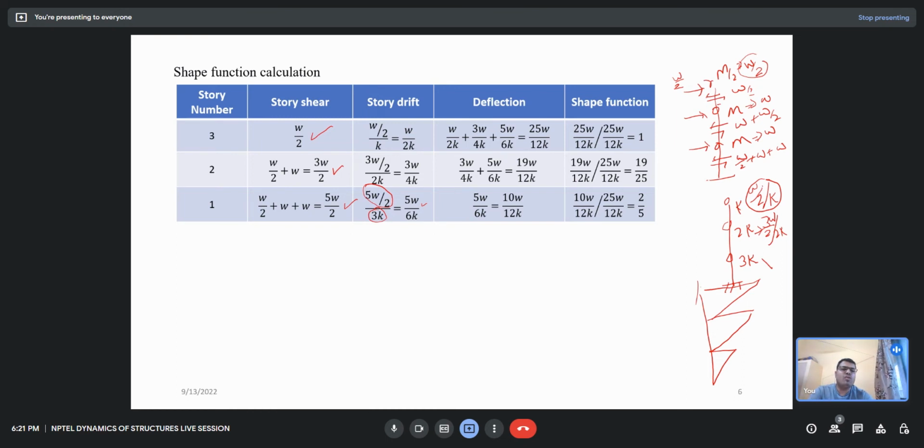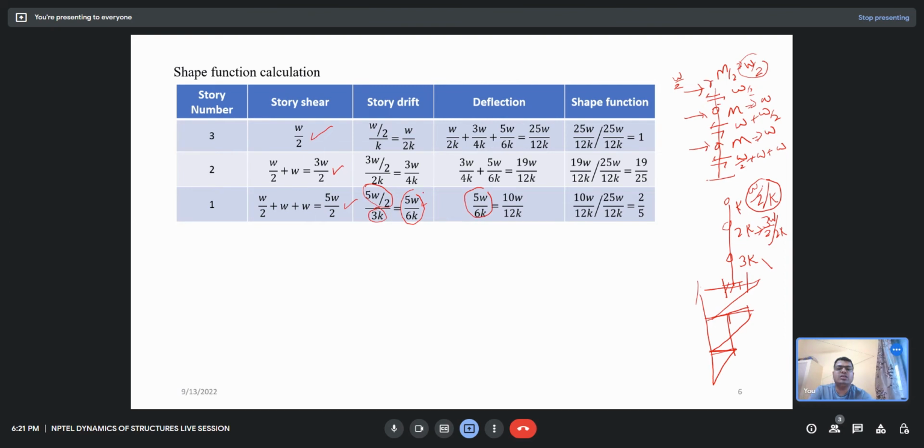Now we have to calculate the overall deflection, like the deflection of the first story is the same. Now the deflection of this story, that deflection also add in this. Okay, and in the third story, the total deflection will be the addition of the deflection of story 2 plus deflection of story 1. So the deflection of the first story is whatever we get is the same, 5w by 6K, that will be the same.